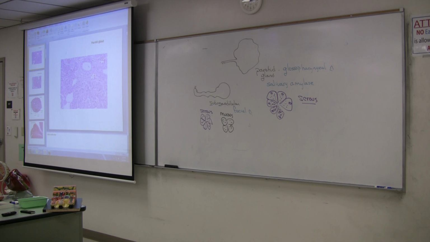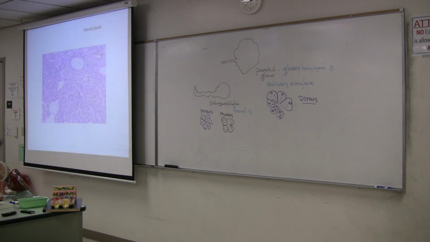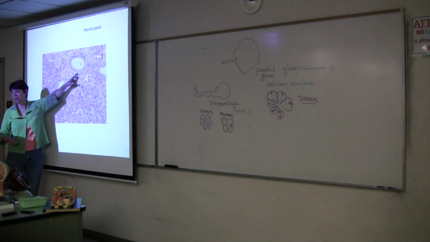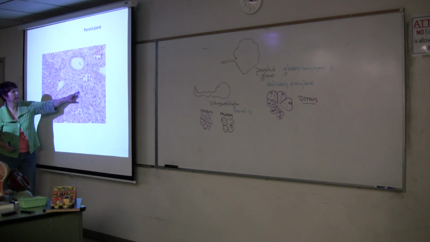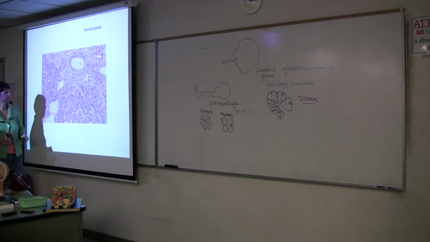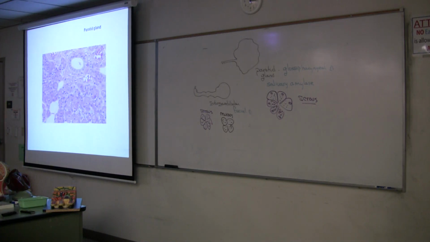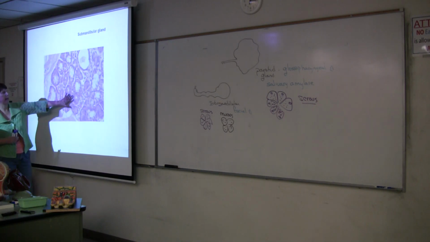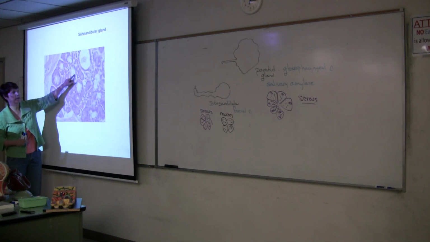All right, so here's a view of the parotid gland. So this is a duct up here, the simple columnar epithelium that looks like the collecting duct. These would be the serous secreting cells, all right? The next slide is mixed. So this is submandibular, all right? So we have the serous, and then we have the mucus as well.